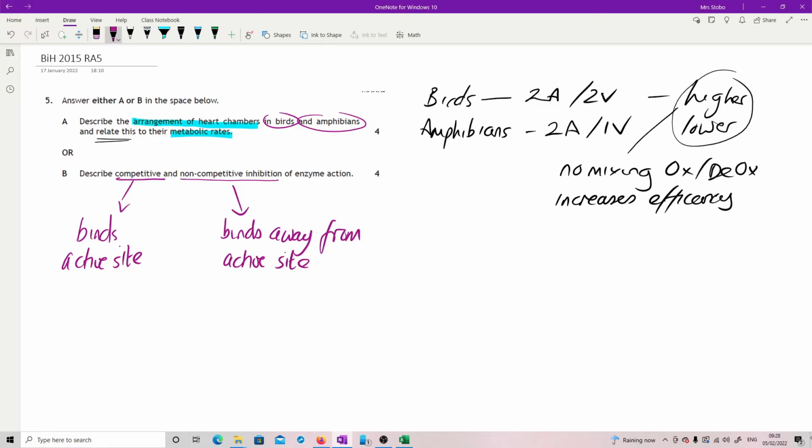And then you want to say what happens because of it. So the binding at the active site means that they are competing with the substrate, which gives you your next link, which is that you could outcompete the competitor by increasing substrate. Increased substrate can overcome the inhibition.